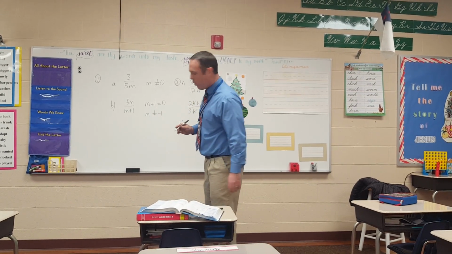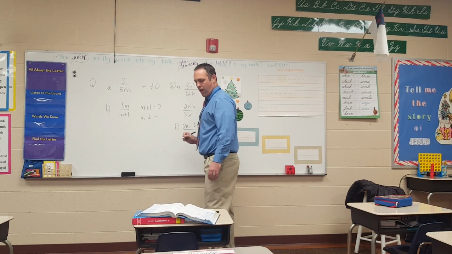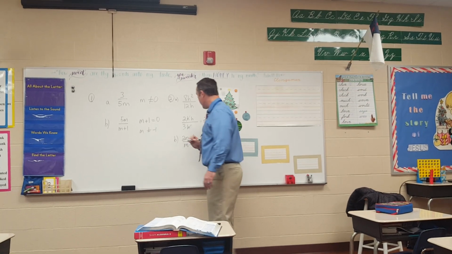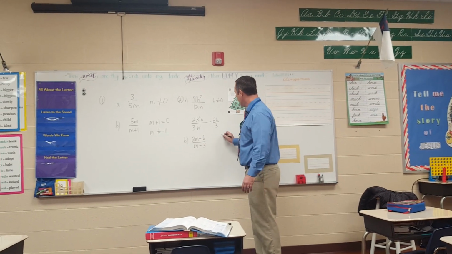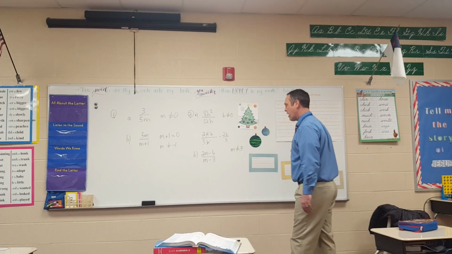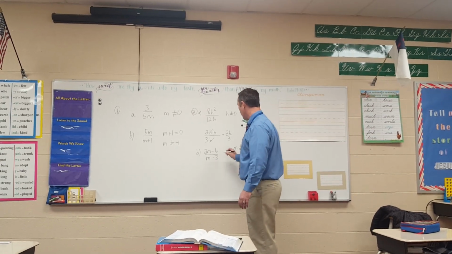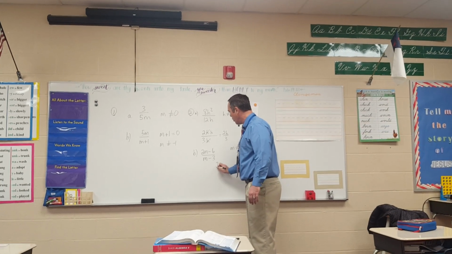When we're simplifying, we want to look, first of all, at the excluded value, and then we want to simplify. All right, letter B. Excluded value, what will make this 0? Well, 3 will make this 0, so m cannot equal 3. It can equal anything else, but it cannot equal 3. All right, then the next thing we want to do is factor, like we've done before. That's factor, take the greatest common factor out of the numerator, which would be 2.